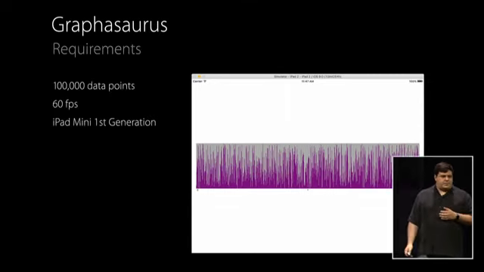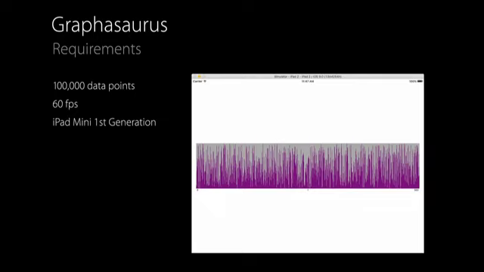And we set some performance targets for ourselves. Firstly, 100,000 data points is what we wanted to graph. We wanted to do a perfect 60 frames per second for both panning and zooming. And we wanted to make this all work on an iPad mini first generation. Now, we picked the iPad mini first gen because we knew that it's going to work well on all of the other platforms, especially our later platforms.